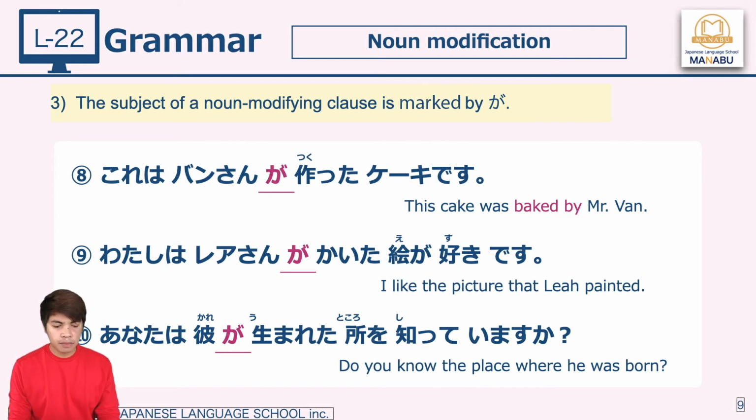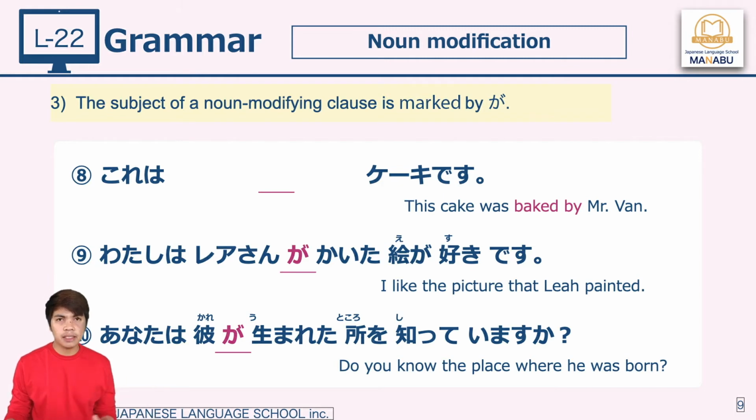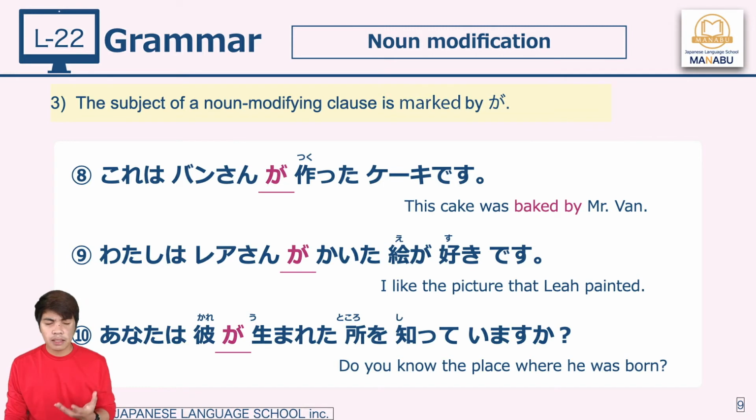Like in this example, kore wa Ban san ga tsukutta keiki desu. So we use the particle ga. Kore wa keiki desu. This is a cake. So what kind of cake? The cake that Mr. Ban baked. Ban san ga tsukutta keiki desu. Mr. Ban is the subject for the modifying clause.